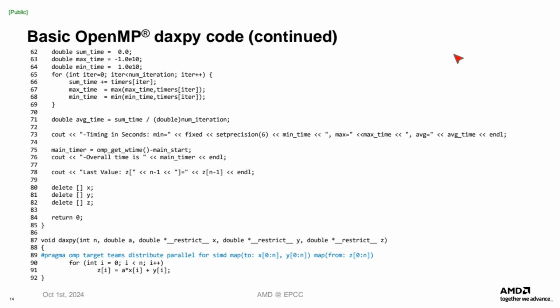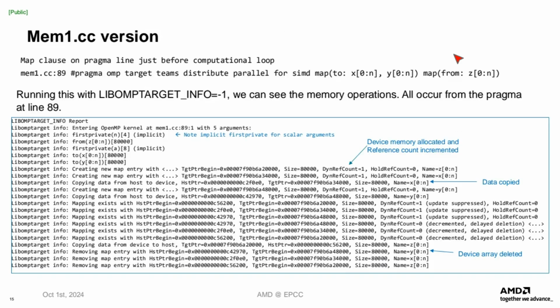So basically, this is the code that we are running. We have this directive here, and we have some maps to control where the data goes. If we now run this, and because we took care of putting this LIBOMPTARGET_INFO variable in our environment, we see the runtime spitting out a lot of information.